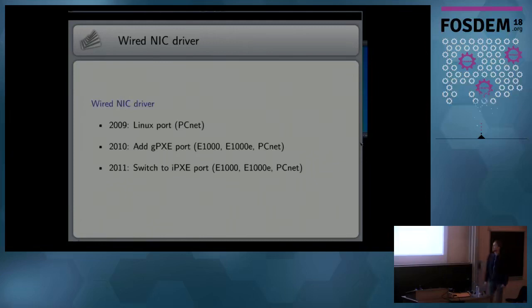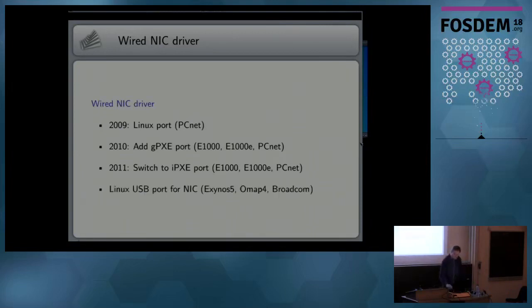In the year 2011, we discovered that the gPXE sources were a little bit inactive, so there was not much activity by the developers. There was the official successor of the gPXE project, iPXE, and we took an approach to this and switched to these newer sources. So we are more up to date, and support for new cards can be enabled easily.